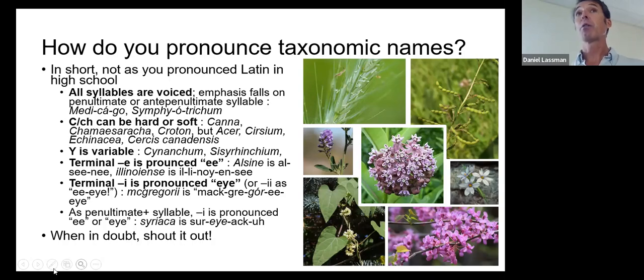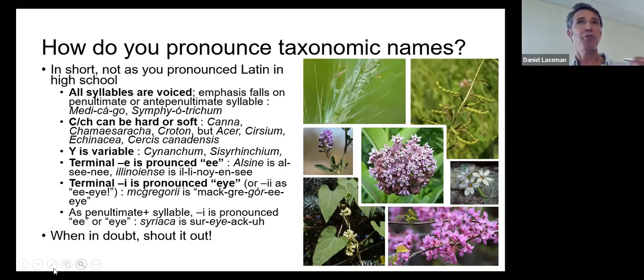So McGregorii is this species of wild rye, Elymus with a short I, short Y, McGregorii, not McGregorii or McGregorii. All right. And as a penultimate more syllable, you say I as I or E, depending. Syriaca is how I say the specific epithet for common milkweed, Asclepias syriaca. But you could say it differently if you wanted to. I don't know. Anyway, my takeaway is always just say it loud.